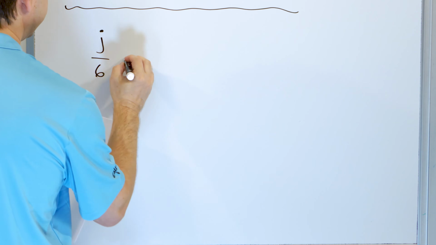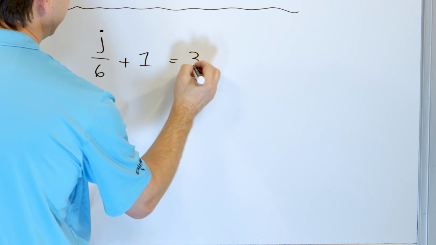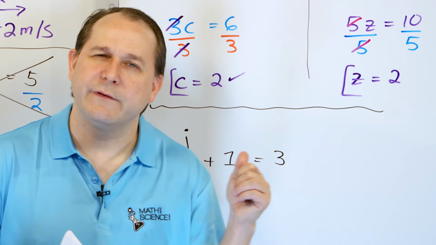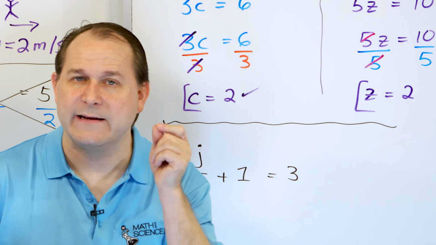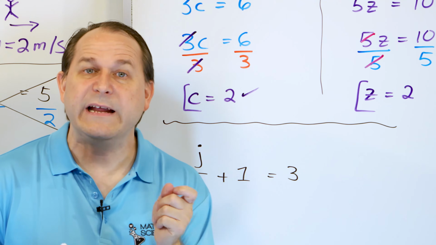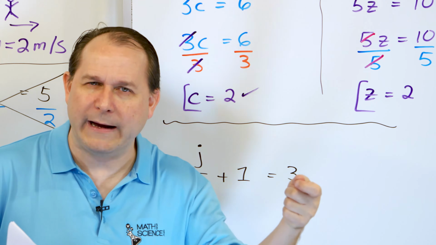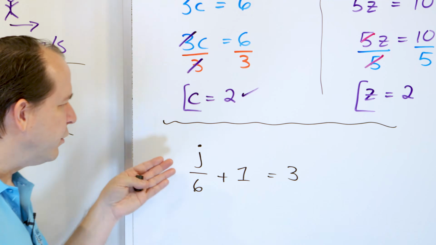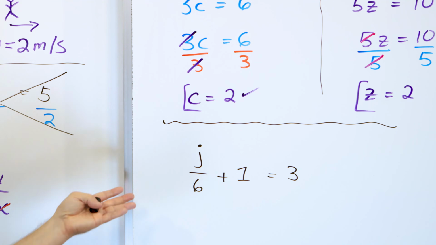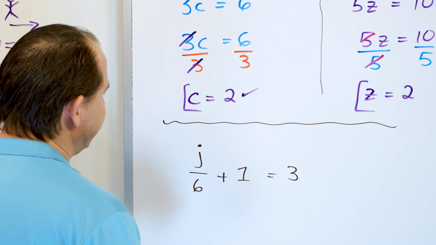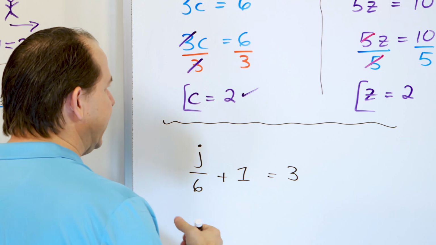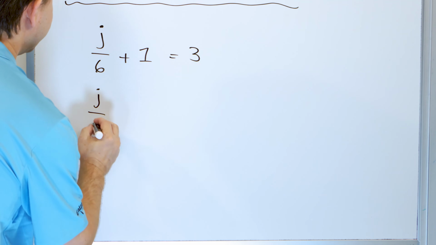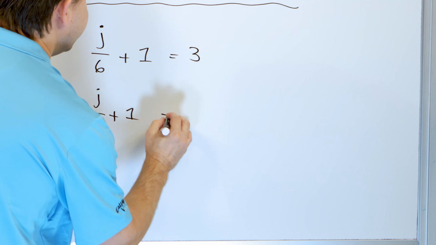J over 6 plus the number 1 is equal to 3. This is a good example of that. So this is a little harder to guess. I know that some of you watching this can still guess the correct value of J, but it gets a little harder. You have to guess multiple J values, and you're basically guessing and checking. It's hard to look at this and see what you have to use for the value of J. And as we get more complex, it'll get even more difficult. So let's rewrite it here. J divided by 6 plus 1 is equal to 3.